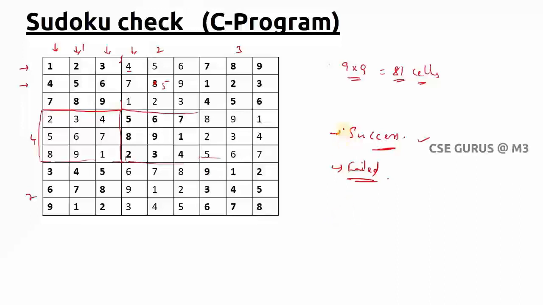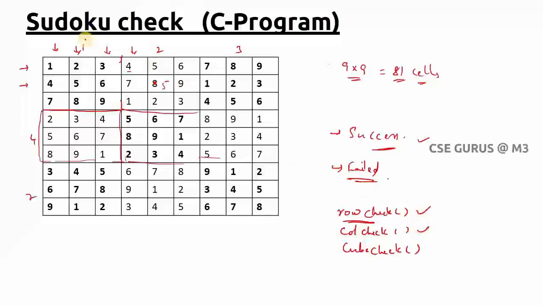For this program, first I have taken 3 functions. One is row check, another is column check, and the third is cube check. Row check will check for each row whether all numbers are satisfying. That means all rows satisfy my constraint: in each row, all the numbers must appear exactly once. That is about row check.